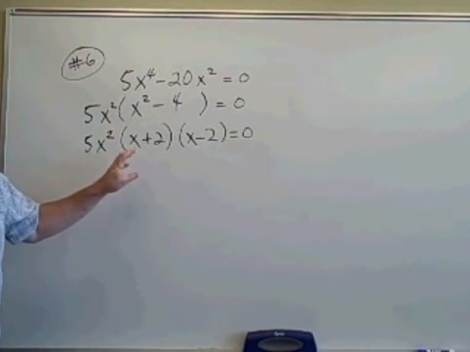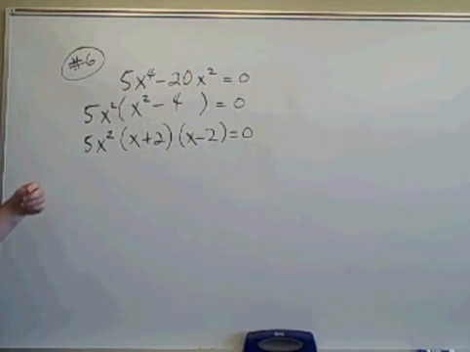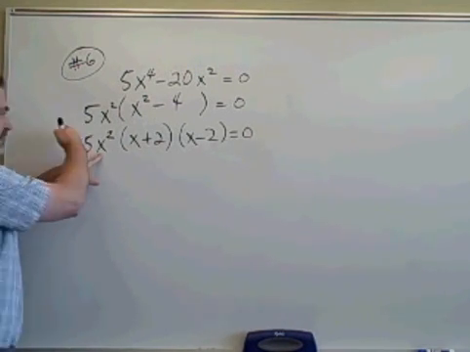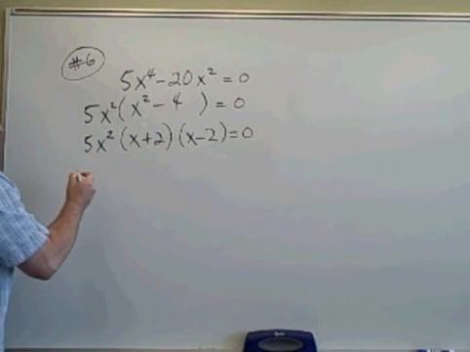Now we can see what values of x could make this left side become 0. Well, if x was 0, 0 squared is 0. 0 times anything is going to be 0. So x being 0 would be a solution.